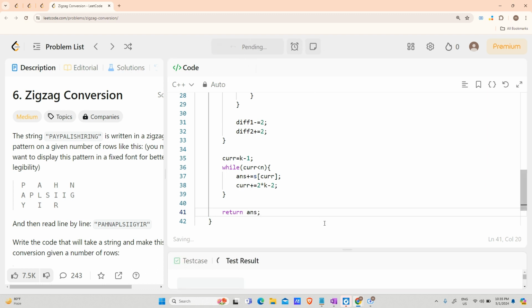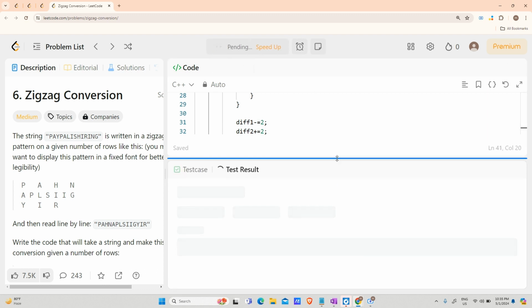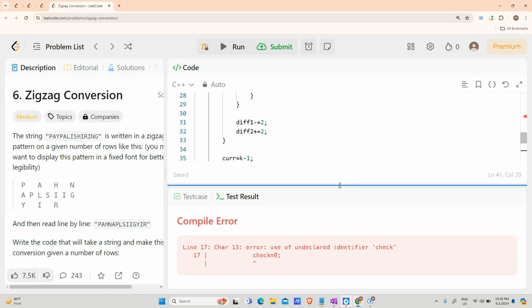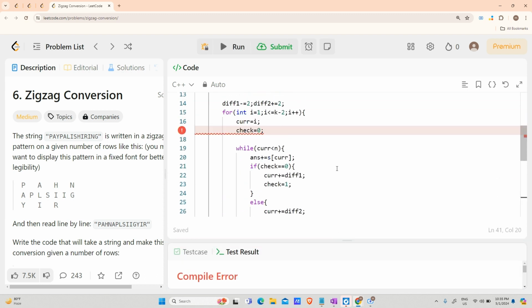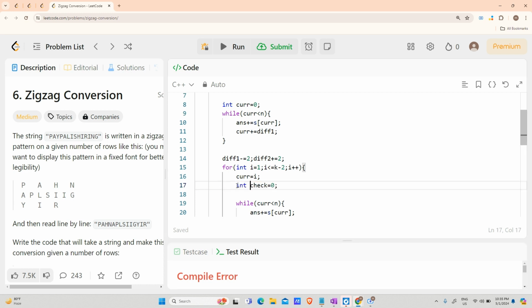Let us try to compile and run it. Let us see the test results window. Oh, there has been some error. Check equals to 0. I have not declared check. Oh, it should be int check. Right. Let us try to compile and run it again.